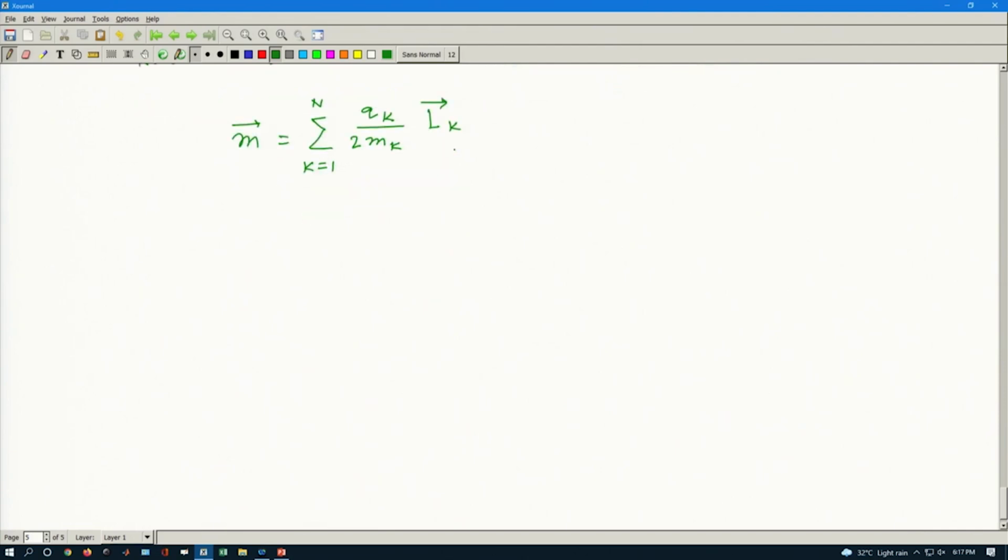And now, if all the particles have the same charge to mass ratio.